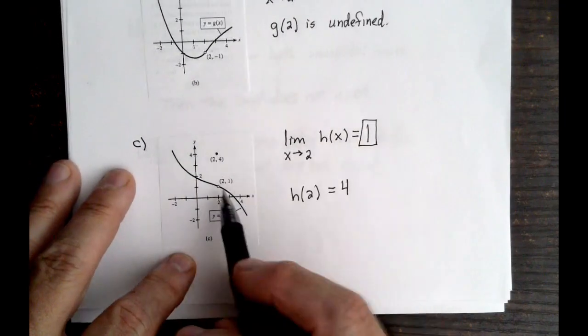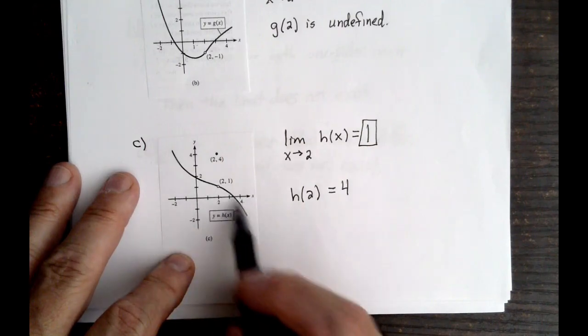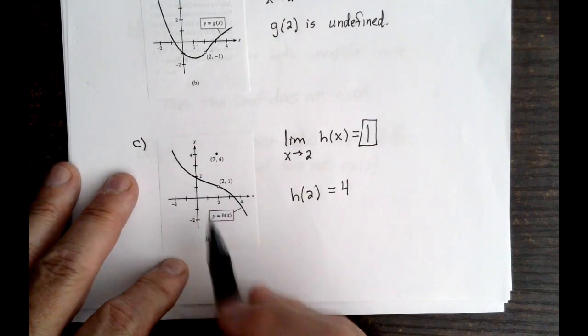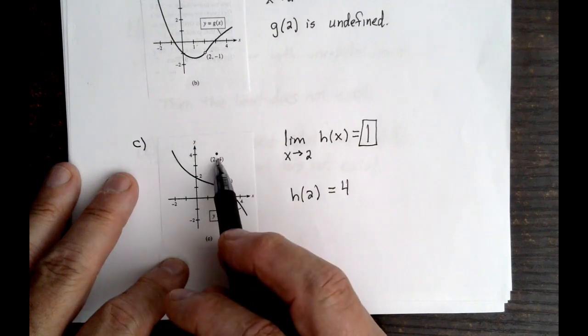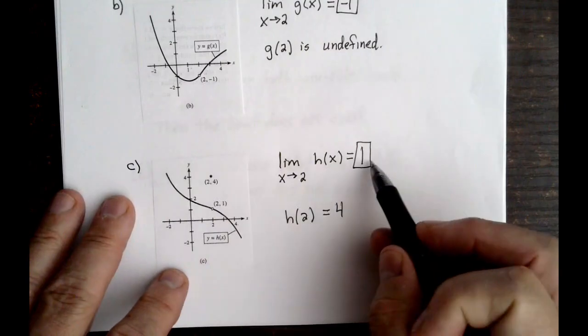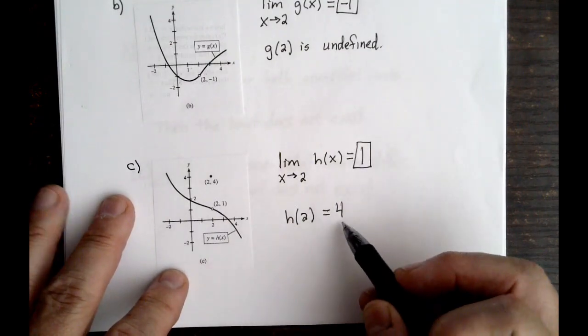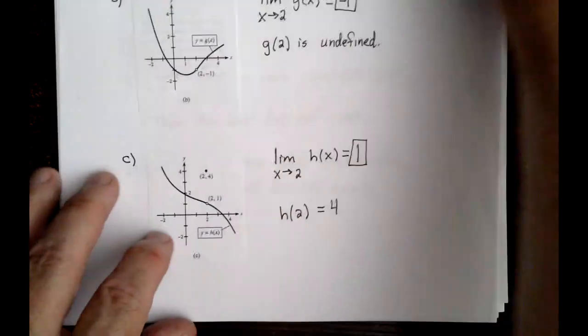Then the third possibility is if you're approaching x equals 2 from the left and from the right, you're approaching a y value of 1. But at 2, you get a y value of 4. And so the limit equals 1, and the point itself equals a totally different number. So this is the basic idea of a limit.